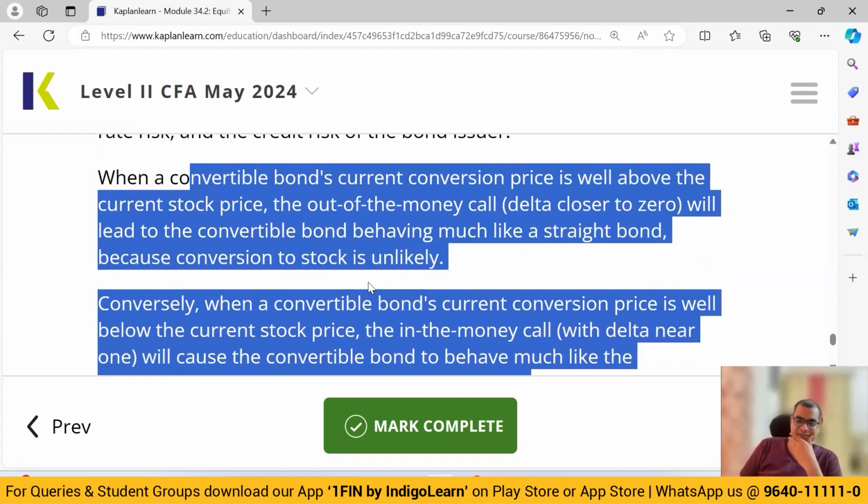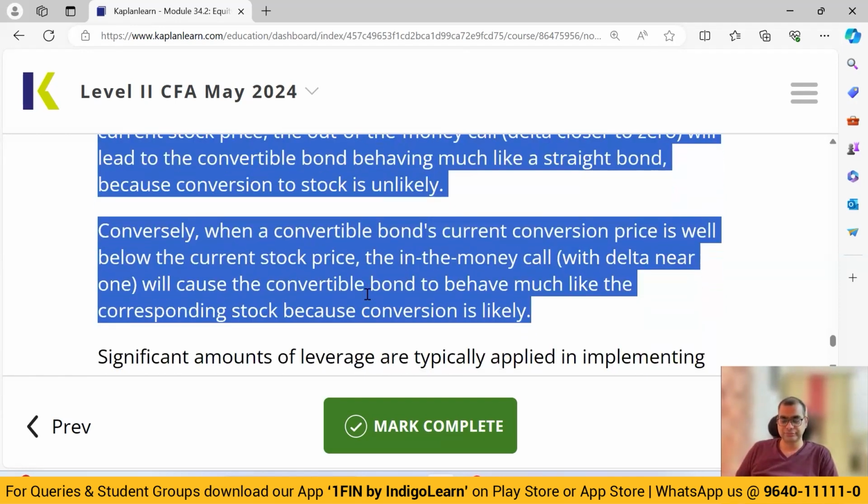Please read. Tell me if you have understood those two statements. Convertible bonds, out of the money call will lead to the convertible bond behaving much like a straight bond because the conversion of the stock is unlikely. Conversely, when the current stock price is high, the in the money call with delta near 1 will cause the convertible bond to behave much like the corresponding stock. Okay. Yeah. Understood, no?